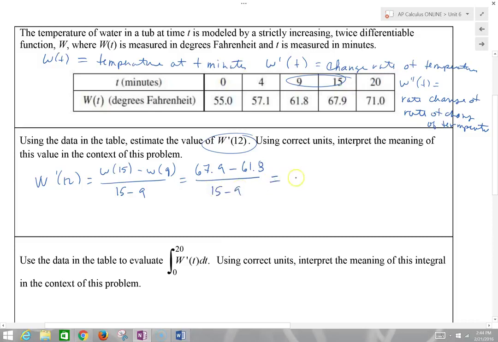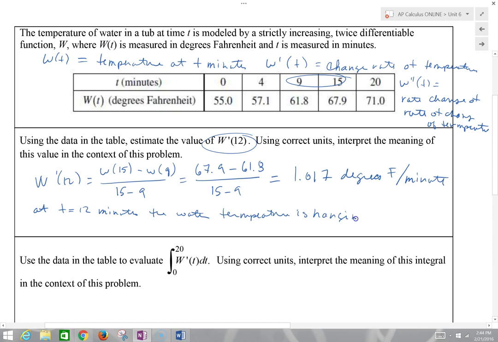We do the arithmetic and we get about 1.017 degrees, and we are in Fahrenheit, per minute. And what this means is that at t equals 12 minutes, the water temperature is changing at a rate of 1.017 degrees Fahrenheit per minute.